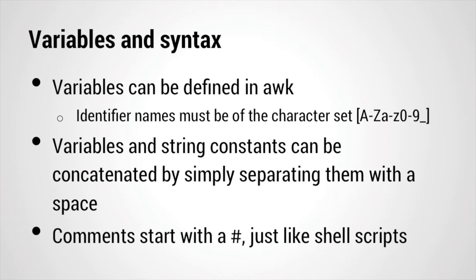User variables can be defined in awk, provided their identifiers only contain valid characters, of course. Capital and lowercase letters, numbers, and the underscore character, just like most other programming languages. Awk doesn't have an operator for concatenation, so identifiers and string constants adjacent to one another will be automatically concatenated. Comments are also supported in awk. They start with a single pound sign, just like a shell script, and also similar to a shell script, there's not a delimiter for multi-line comments, so that symbol has to precede each line.